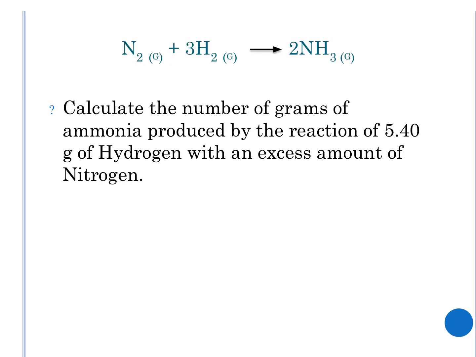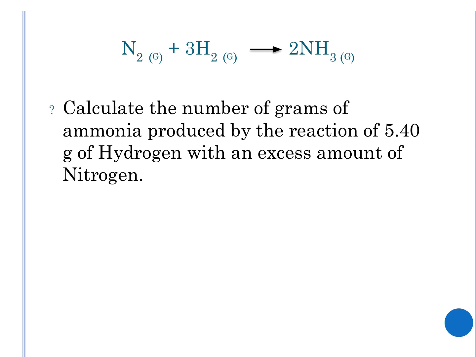Okay, so go ahead and copy down the balanced equation at the top. So copy down N2 plus 3H2 yields 2NH3. So we're going to calculate the number of grams of ammonia produced by the reaction of 5.40 grams of hydrogen with an excess amount of nitrogen.